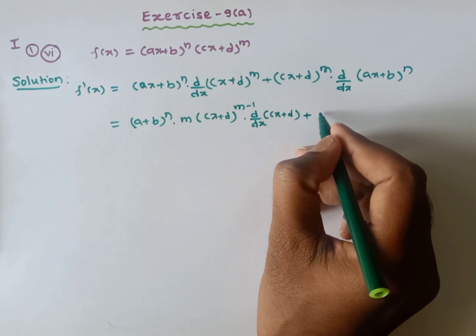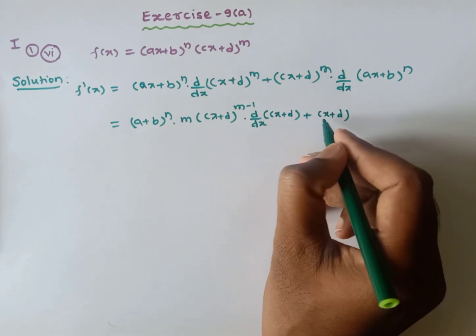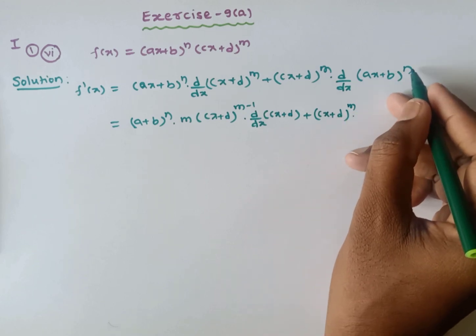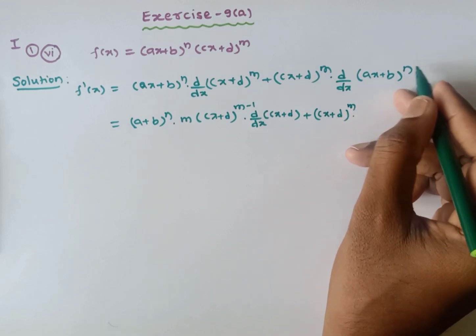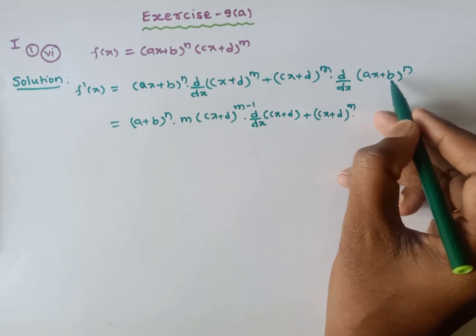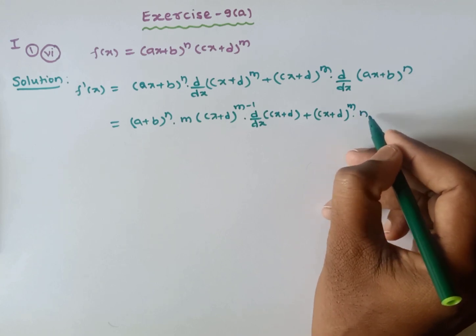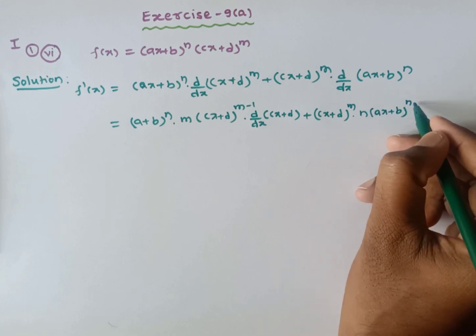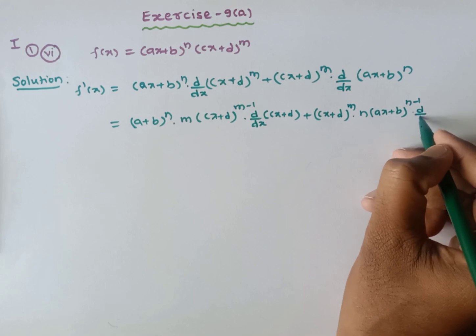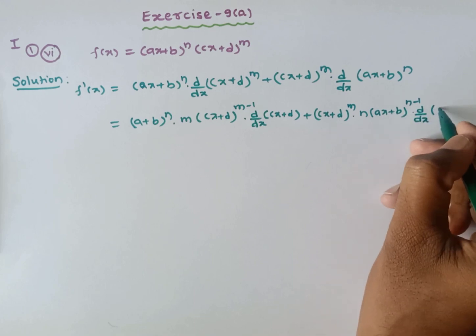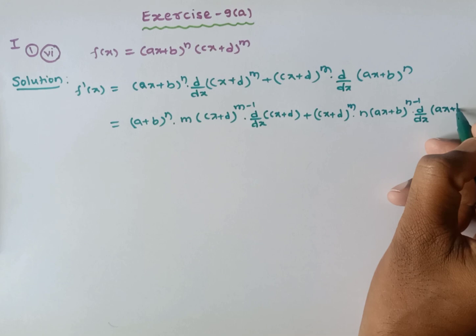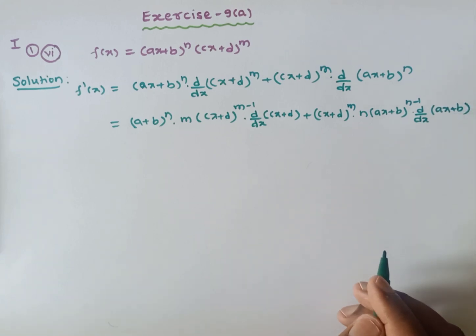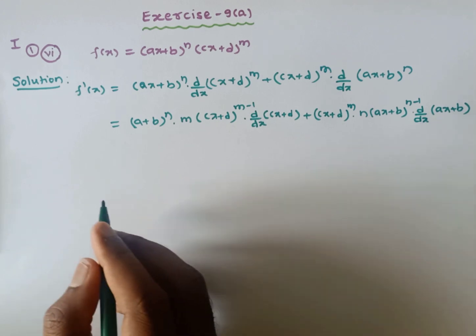Plus (cx plus d) whole to the power of m into, power rule applied, n into (ax plus b) whole to the power of n minus 1 into the derivative of the inner function. We apply this for the inner function; if it is just x we leave it, because the derivative of x is 1. Now here d by dx of this.